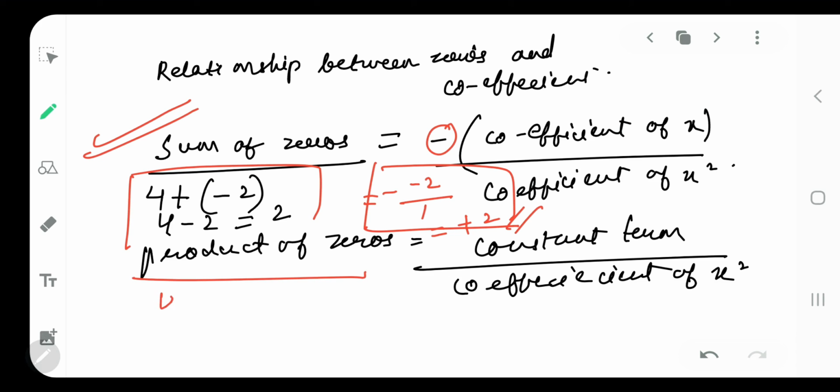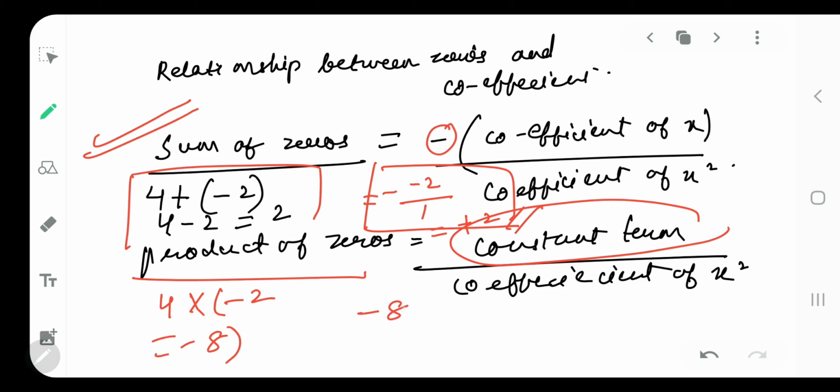So product of your zeros, 4 times minus 2, that is minus 8. And here you have to put the constant term. What was the constant term? It was minus 8 of the equation. And what was the coefficient of x square? 1. So here also you got minus 8. That means again this is verified. The relationship between the zeros and the coefficients is verified. Clear?